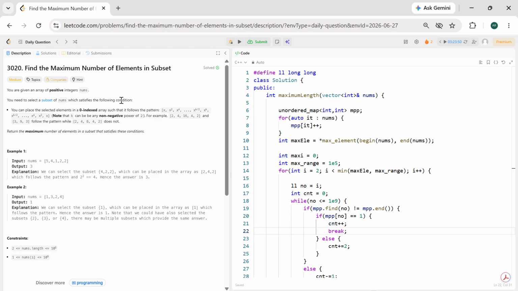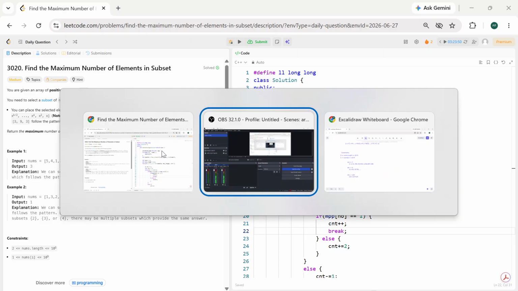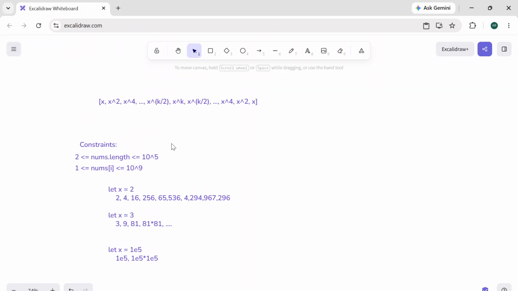Here in this question we are given a positive integer array nums, and we need to select a subset of the nums that satisfies the following conditions. You can place the selected elements in a zero-indexed array such that it follows the pattern, where k is a non-negative power of 2, and this is the example given to us. Now I'll take you to my whiteboard and explain the question.